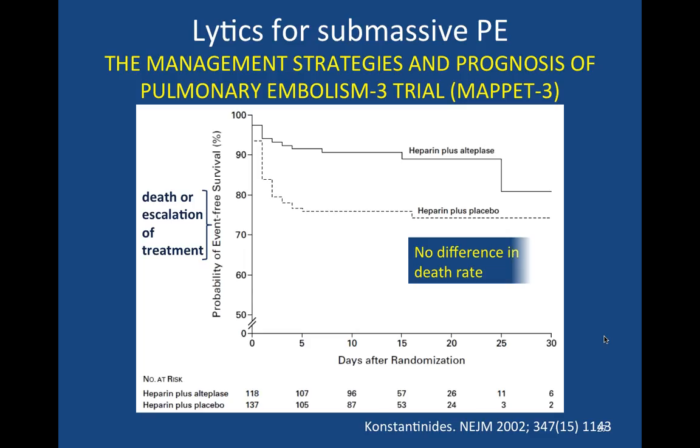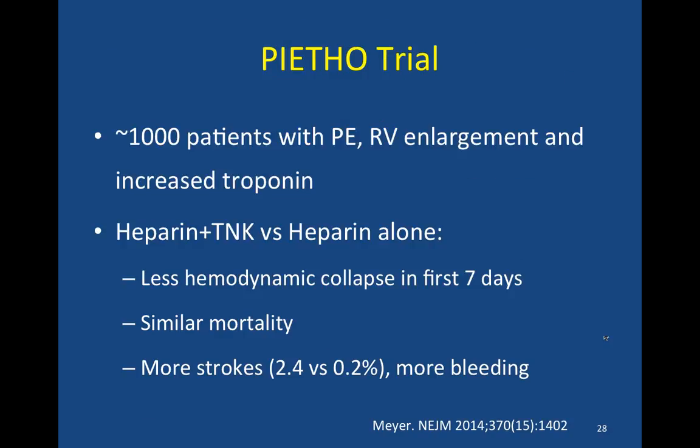of the first studies done in submassive PE patients, where they gave patients alteplase and heparin versus heparin alone, and they showed that the combined endpoint of death or escalation of treatment, meaning they need further treatment or they need the addition of pressors, that outcome is better if you give patients heparin and alteplase, and these are submassive patients, but there was no difference in death rate. So that's about the same outcome that we found with the massive patient population.